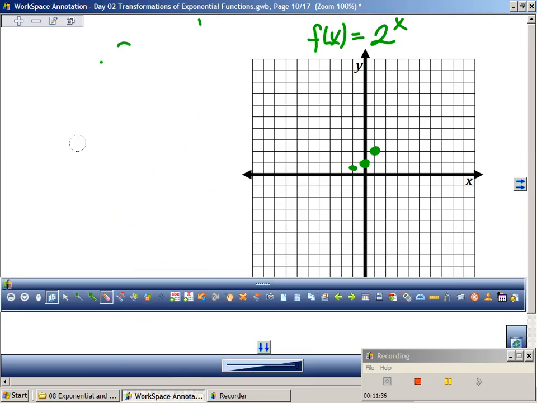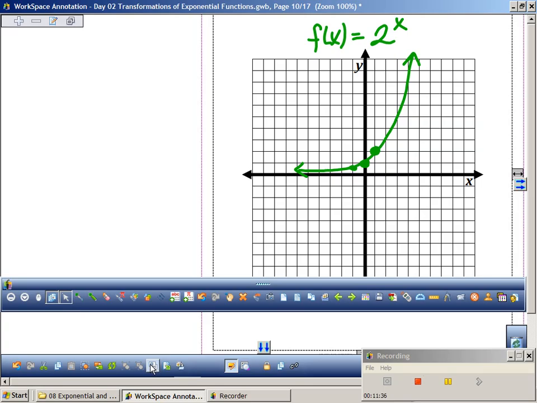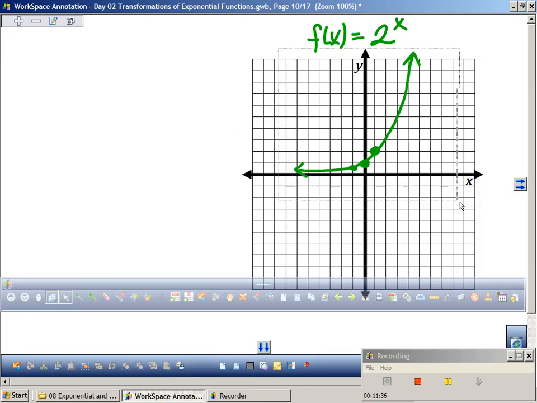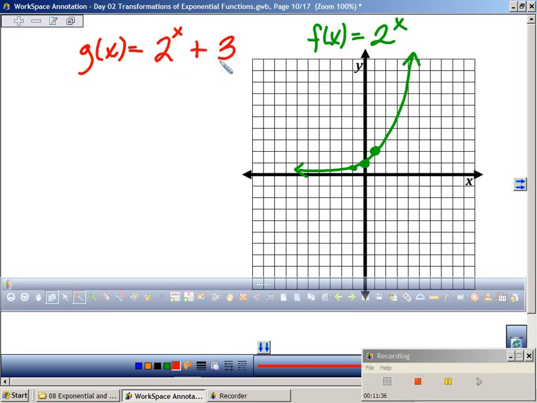All right. So this is my parent graph for today. Take this, send it to the back, and then group that right there. Okay, so the first one we're going to work with is, call it g of x. G of x equals 2 to the x plus 3. Let's see what happens.